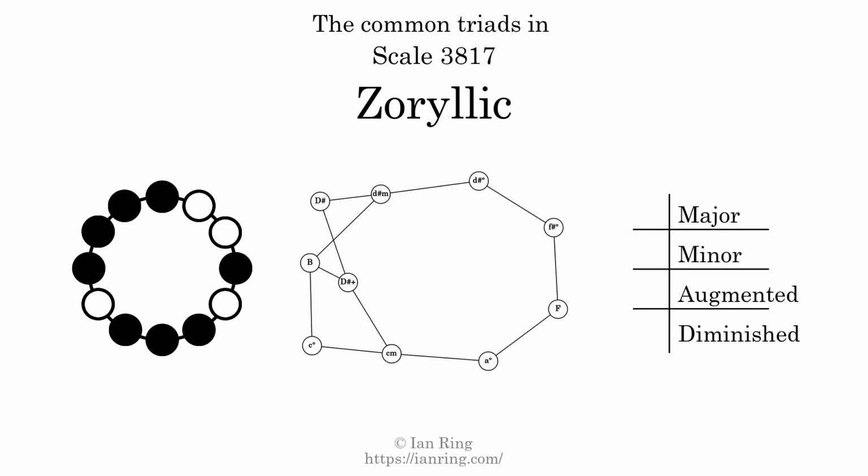111011101001. Here are the common triads present in this scale. The diagram in the center is a graph of parsimonious voice leading between triads. There are 3 major triads. There are 2 minor triads. There is 1 augmented triad. There are 4 diminished triads. Here is a Hamiltonian path of parsimonious voice leading that uses all the triads.